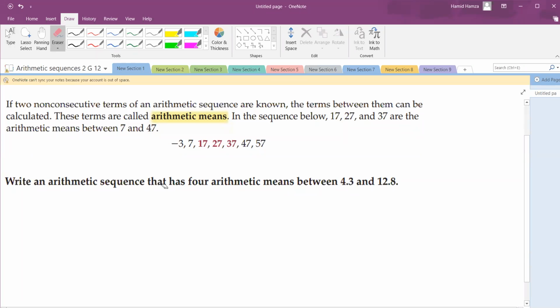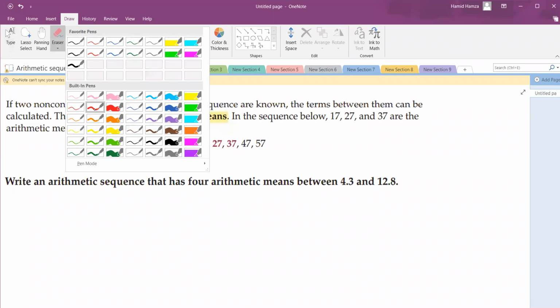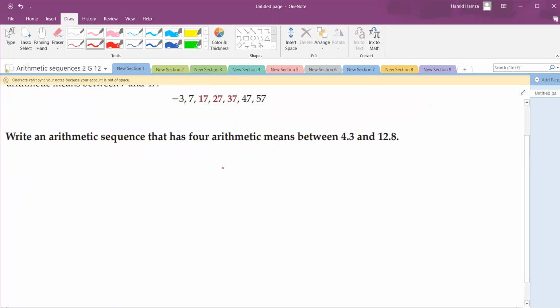So the first term which we will talk about is the arithmetic mean. What is the meaning of arithmetic mean? If I have non-consecutive terms of an arithmetic sequence, all terms between them are known as arithmetic means.